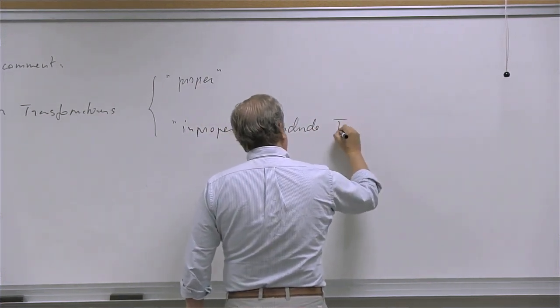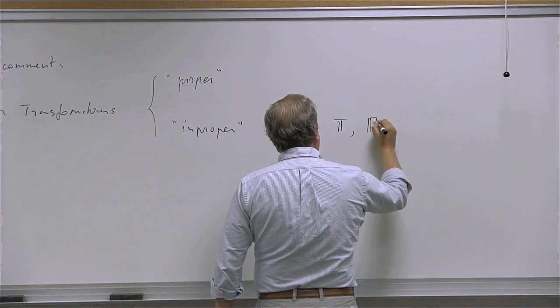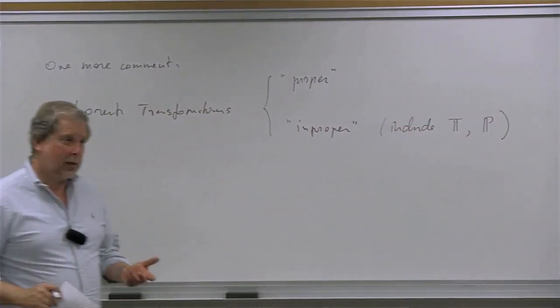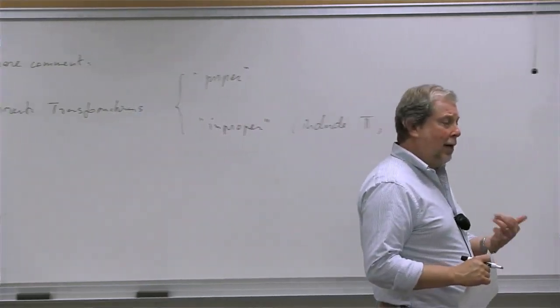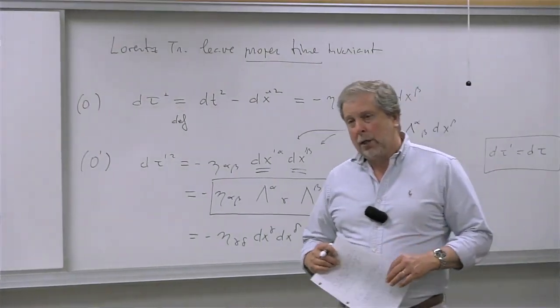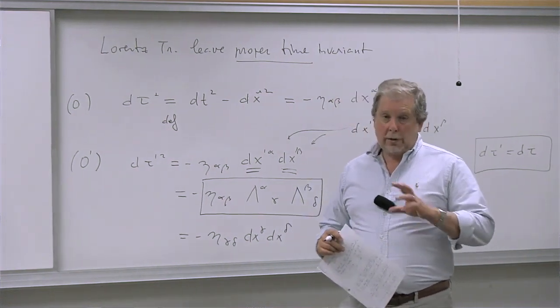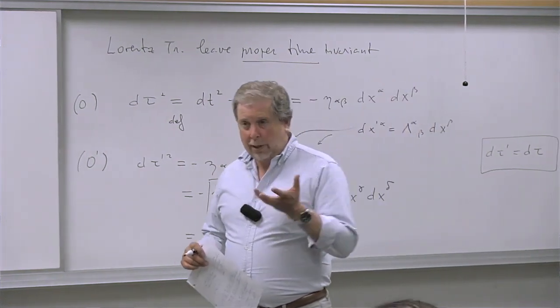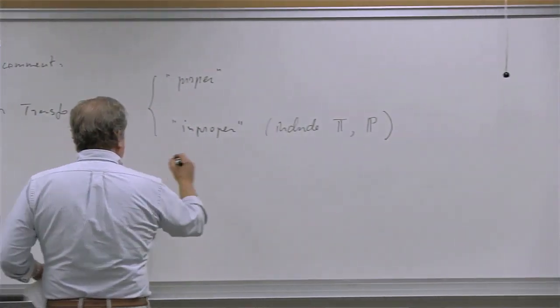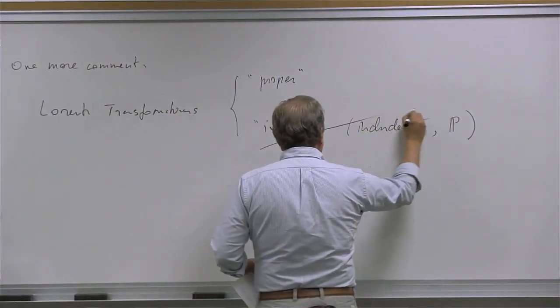Like time reversal and parity. Now, we discussed those in the quantum mechanics class, so you remember that in the case of time reversal, you just take t and make it go into minus t. In the case of parity, reverse x. Now, those obviously are not continuously connected to the identity because you really do a flip. And so they are Lorentz transformations too, but they're not the ones that we're really interested in.